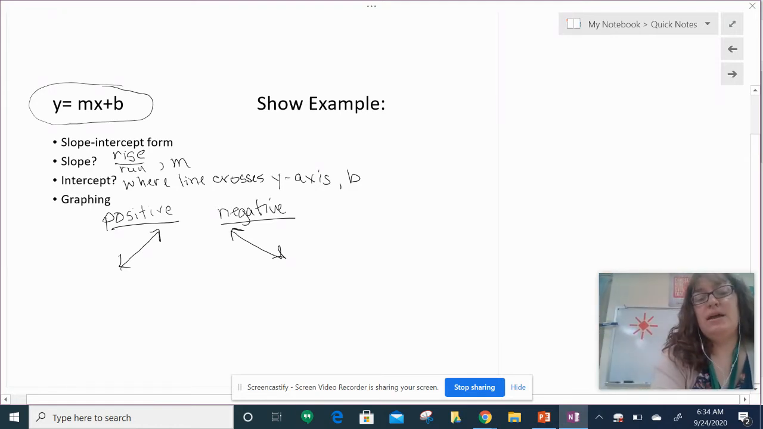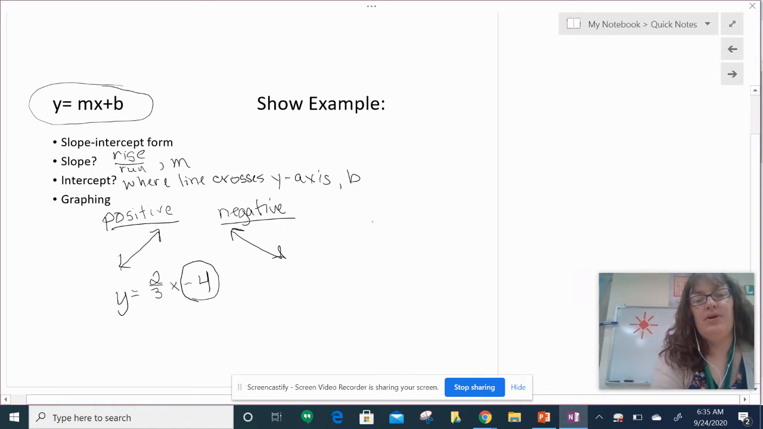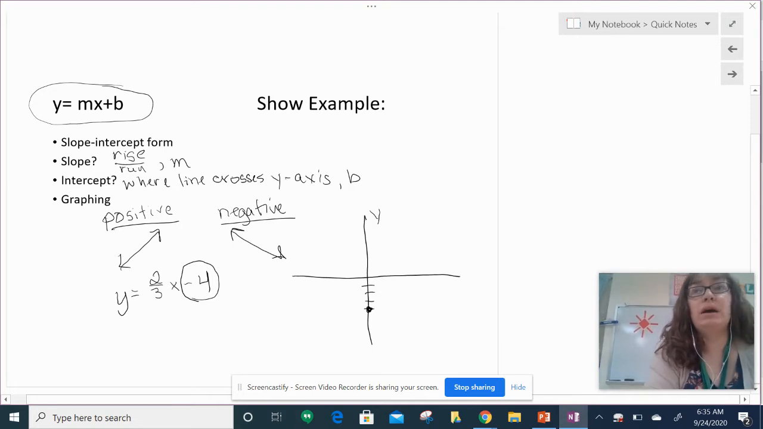So what does this look like? Well, let's say I have an equation written as y = 2/3 x - 4. So we always begin at the y-intercept, which is the b, and in this case, that's -4. And so what that tells me is on my graph, I will come to the y-axis, which is the one that's going vertically, and I'll come to the -4. And I'll plot a point because I know my line is going to cross the y-axis at that -4.